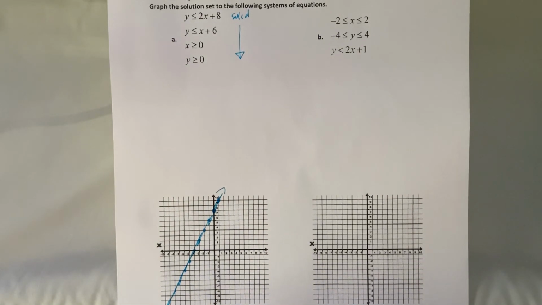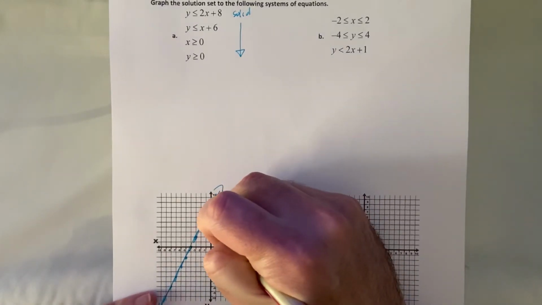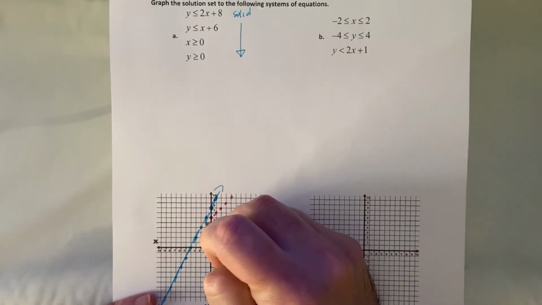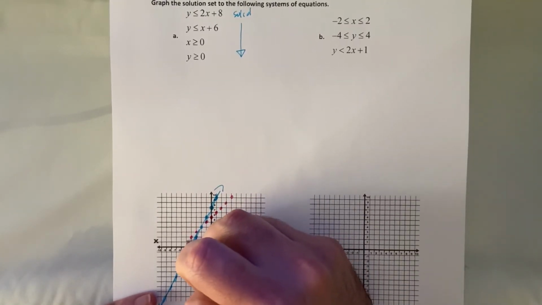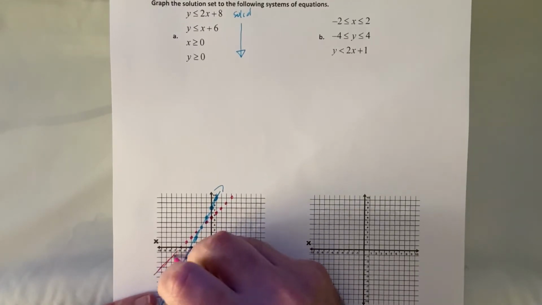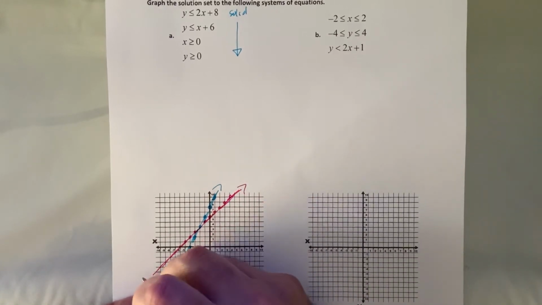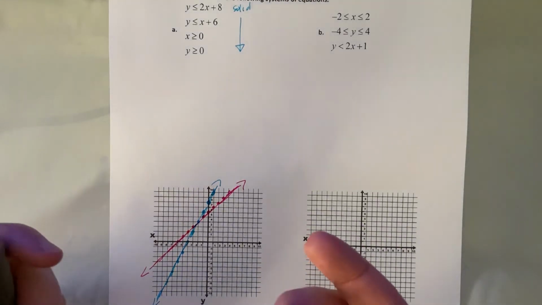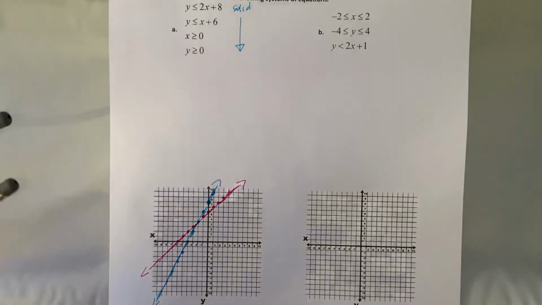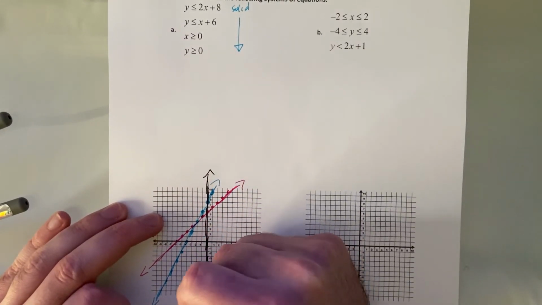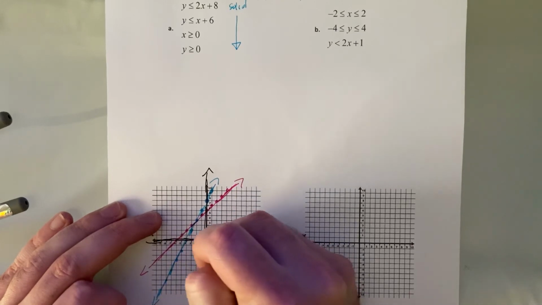We've got y is less than or equal to x plus 6. So we start at 6. It's now an up 1 over 1. So y has to be less than both of these lines, and then x is greater than 0 and y is greater than 0 are two lines on our axes. So this is a common set of two that restricts us to just the first quadrant.